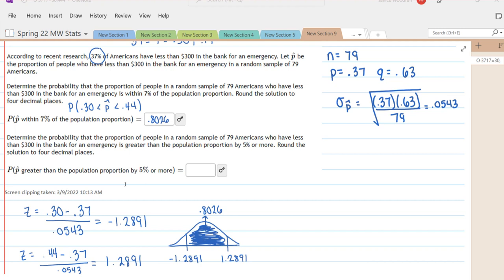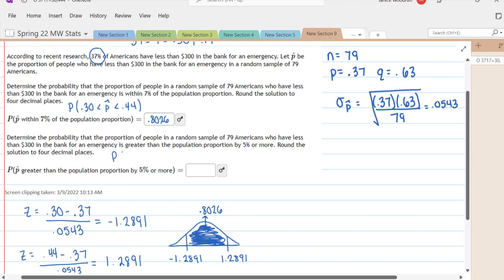All right, so then the next one also has a different weird wording. Determine the probability that the proportion of people in a random sample of 79 Americans who have less than $300 in the bank for an emergency is greater than the population proportion by 5% or more. So it's a little bit easier, but P isn't 5. Its P hat is greater than the population proportion by 5%. So the population proportion is 37%, so this would be 37 plus 5. So greater than by 5% or more, so 0.42 is what we're looking for there.